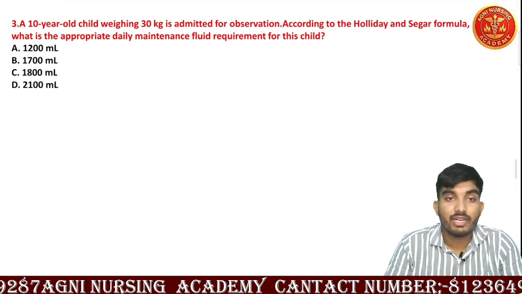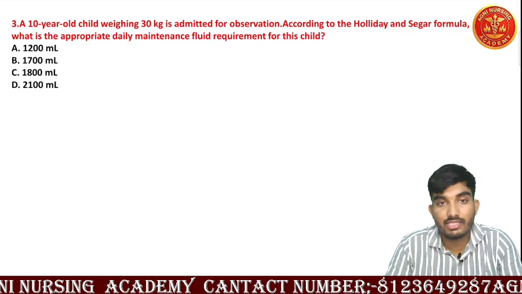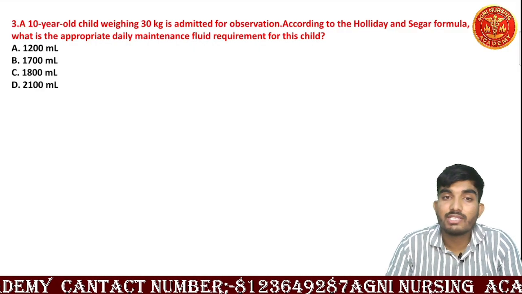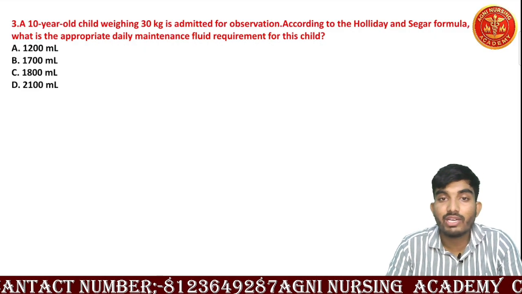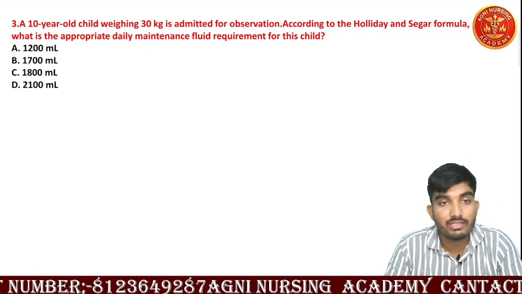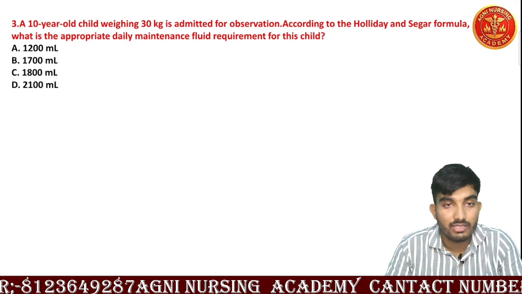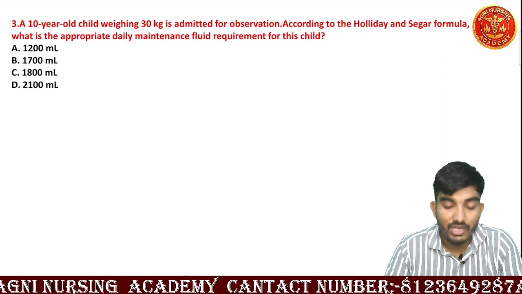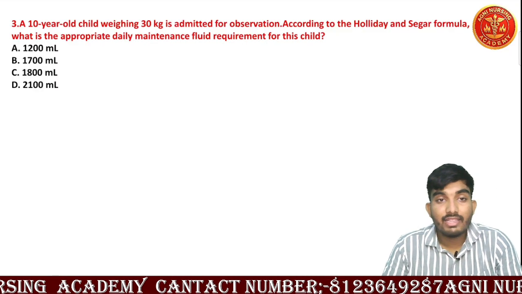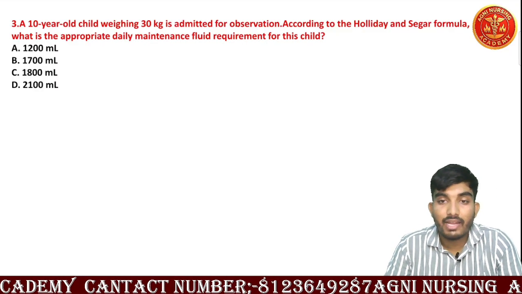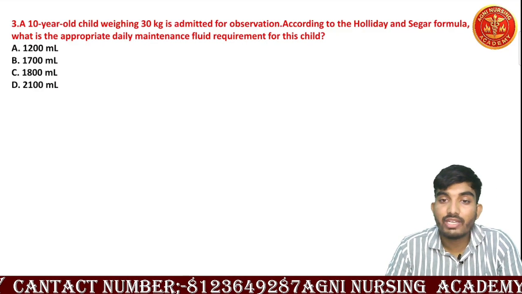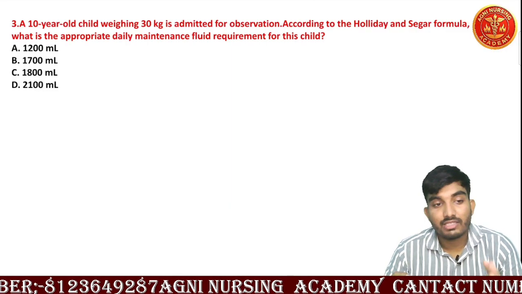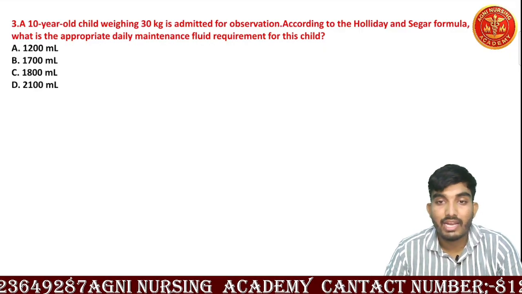Question number 3. A 10-year-old child weighing 30 kg is admitted for observation. According to the Holiday-Segar formula, what is the appropriate daily maintenance fluid requirement for the child? Option A is 1200 ml, option B is 1700 ml, option C is 1800 ml, and option D is 2100 ml. In the case of dehydration, there are three plans we use for fluid replacement for a dehydrated child: plan A, plan B, and plan C.